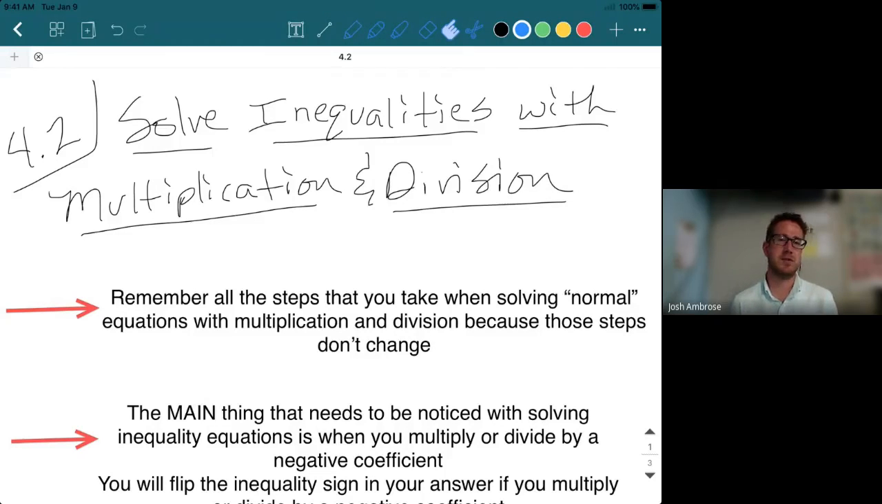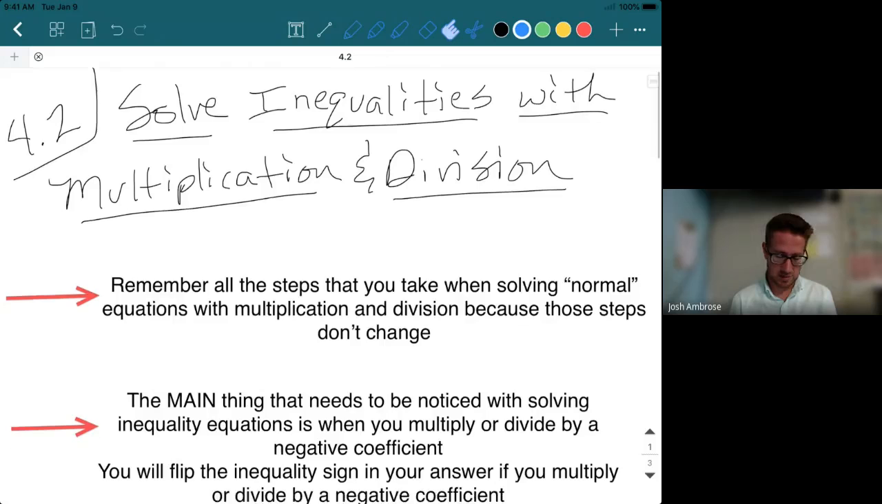Here we go. We are officially in section 2 now of chapter 4. We're going to be solving inequalities with multiplication and division. Again, I want to remind you that the steps don't change just because we took away an equal sign and replaced it with an inequality sign. You still do the opposite of whatever's given. Like if they say 2x, we're going to divide by 2. If they say x divided by 2, we're then going to multiply by 2. The steps don't change, but pay close attention as we move in here.